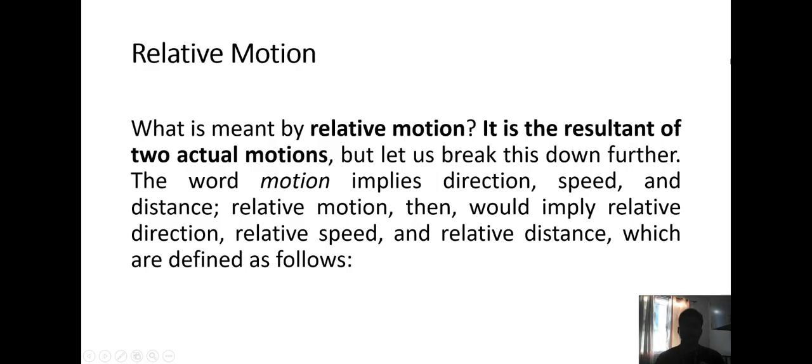Thank you, Cadet Soner. So for this slide, we have relative motion. What is meant by relative motion? It is the resultant of two actual motions. But let us break this down further. The word motion implies direction, speed, and distance. Relative motion then would imply relative direction, relative speed, and relative distance, which are defined as follows.